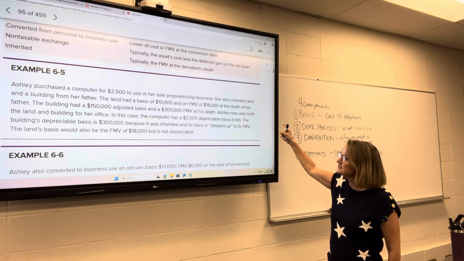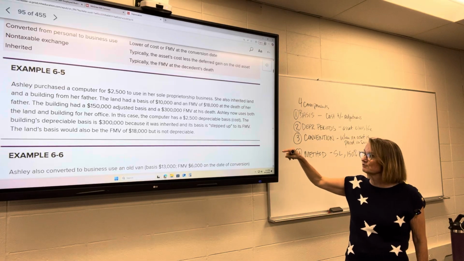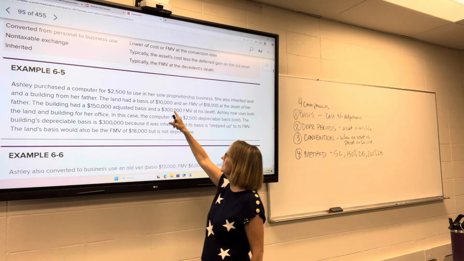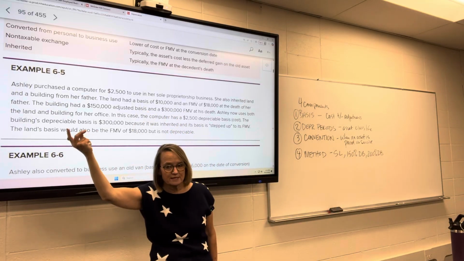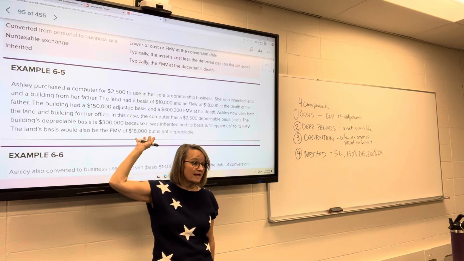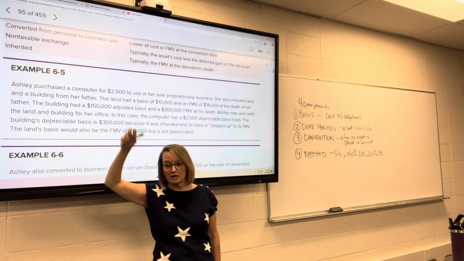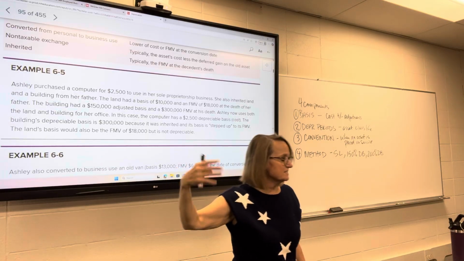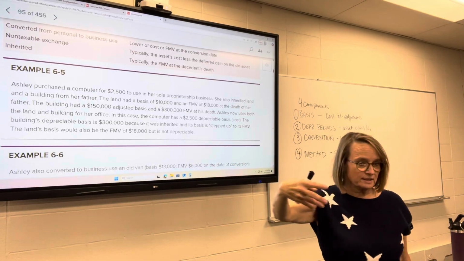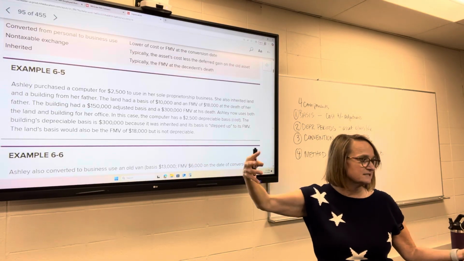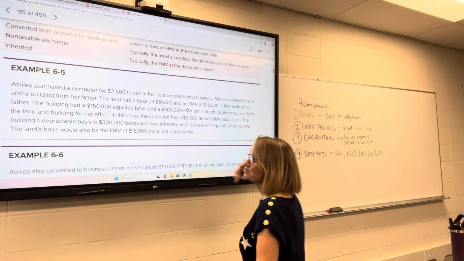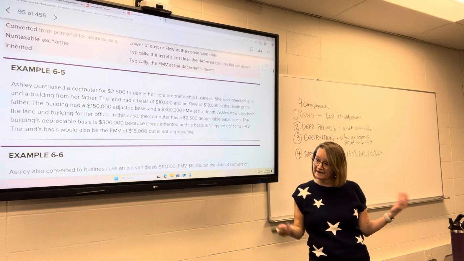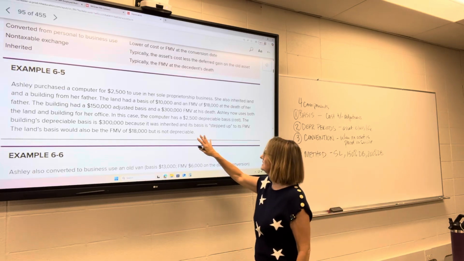She also inherited land and a building from her father. The land had a basis of $10,000, but remember, we don't depreciate land. We still have to put this land on our tax return as listed as an asset, but we're not going to depreciate it, right? It's just going to stay on the books, essentially, or the tax return at $10,000. Eventually, if we sell it for $20,000, then we're going to have a $10,000 gain on that land, but we're not going to depreciate that.